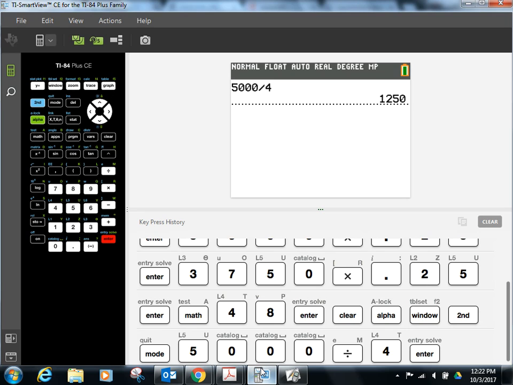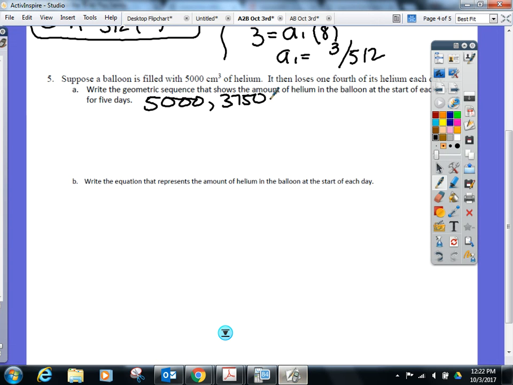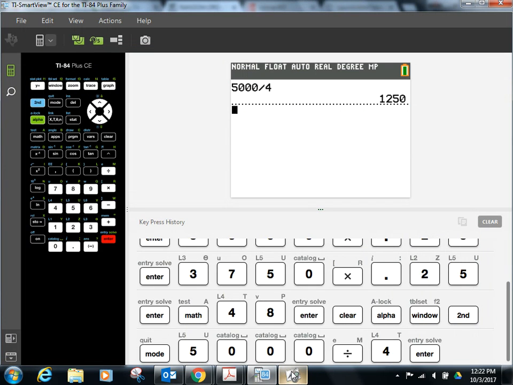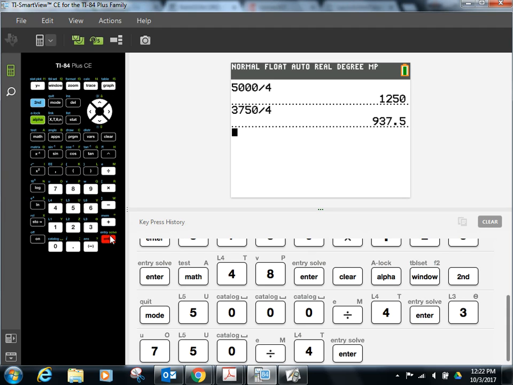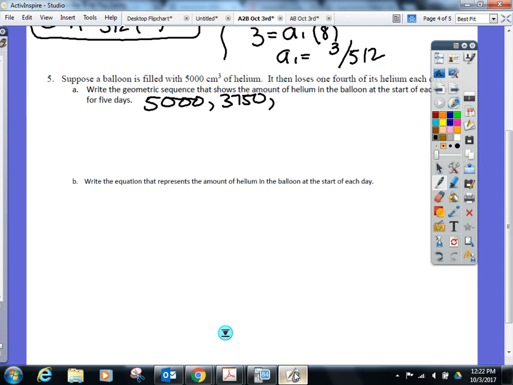Okay, so now figure out the third day. I have 3,750. You guys divide that. I'm going to keep doing what you told me. Divide it by 4, but that's not how much is left. That's how much it loses there. So 3,750 minus the 937.5. And I think you guys can go on your own now to figure out at the 5th day how much is going to be left.